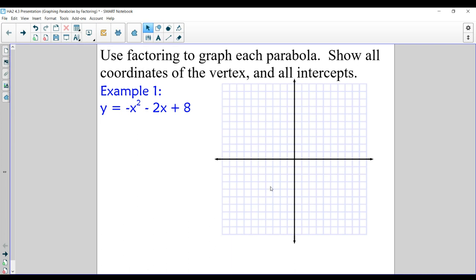All right, for 4.3, we're going to do a little more graphing of parabolas. This time we're going to introduce a different form for your quadratic, which is going to be intercept form or factored form. So, I'm going to start the approach of this one a little different than you did in 4.2. Use factoring to graph the parabola, show all the coordinates of the vertex and all the intercepts.